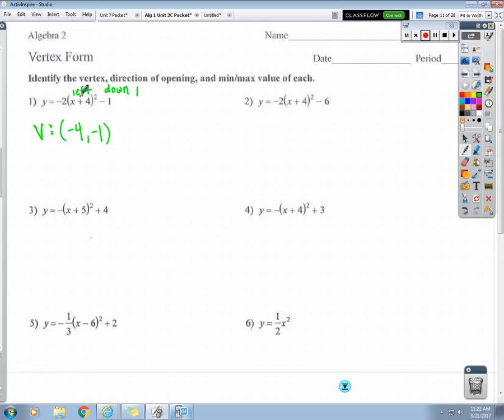Plus 4 is actually left 4. The outside number moves it up or down, and it is what you would think. Minus 1 is down 1. That's why the vertex is now at negative 4, negative 1, because it went left 4, down 1.